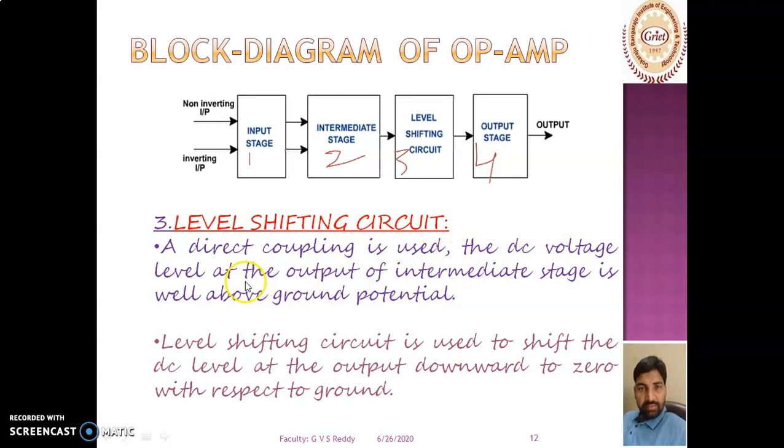The DC voltage level at the output of the intermediate stage is well above ground potential. So due to this direct coupling of the first two blocks, a certain amount of undesired DC will be present at the output of the second stage. The level shifting circuit is used to shift the DC level at the output downward to 0 with respect to ground. So what is the role of the level shifting circuit? It is useful to nullify the undesired DC at the output of the second stage, the second block.